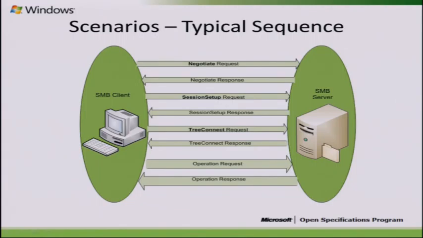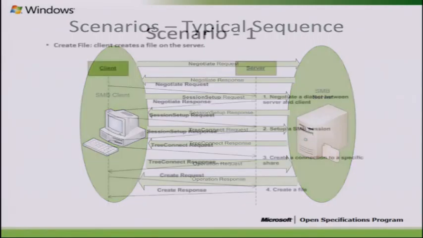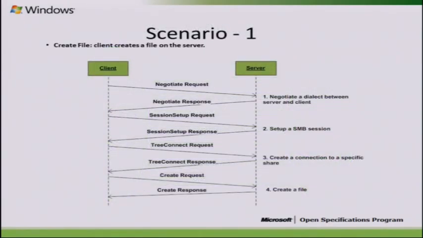So let's talk about examples for the scenario. Scenario 1: the user may want to create a file on the remote server. So before they create a file, they need to do these 3 steps. Then a create request with the create disposition is sent to the server. Then the server will return a create response to the client. So it is a simple scenario to create a file on the server.